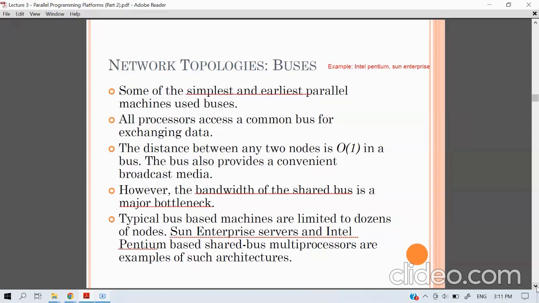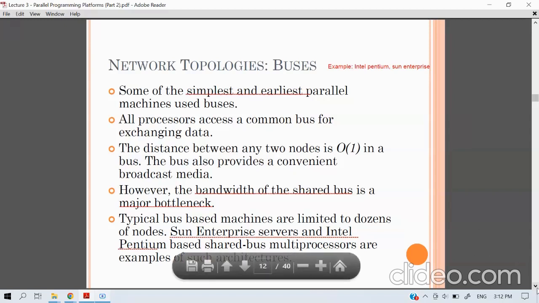Okay, the bus is the simplest and earliest parallel machine being used, and all processors access a common bus for exchange the data. So the distance between any two nodes is O(1) in a bus. The bus also provides a convenient broadcast media. However, the major bottleneck for the bus is the bandwidth itself, how much the data is being carried by the bus. So typical bus-based machines are limited to dozens of nodes. Okay, so you have a bandwidth issue here if we are using a bus topology.